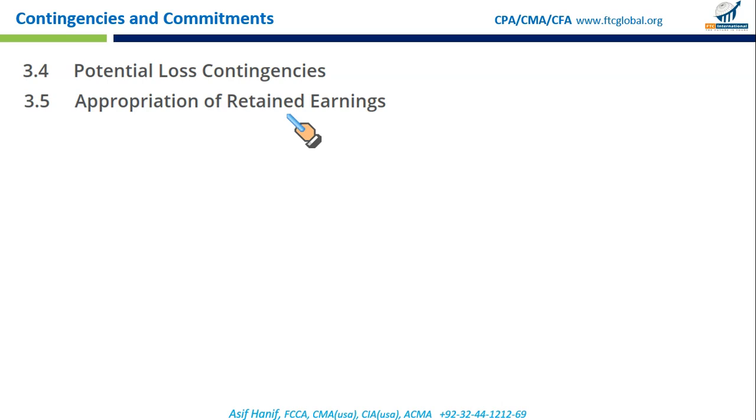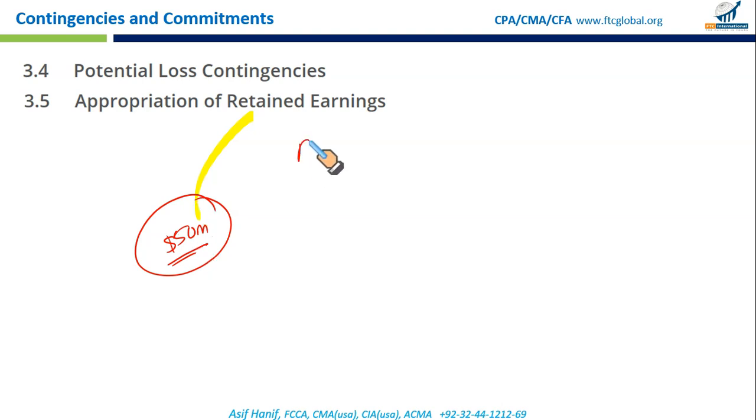Appropriation of retained earnings. We know retained earnings is a part of equity. So sometimes we reserve a part of retained earnings for specific purposes, such as for potential losses or some potential contingencies. So basically, we set aside a certain amount of money, let's say $50 million, quite a sizable amount. We simply separate 50 million from retained earnings to show that these funds are set aside for a specific purpose.